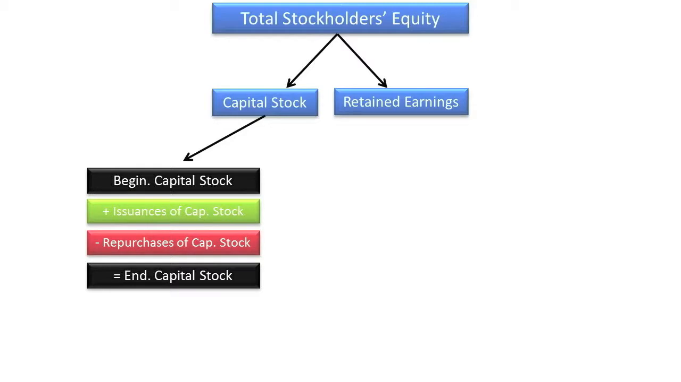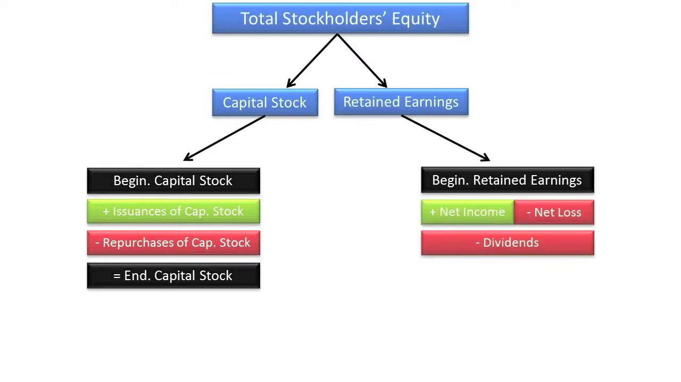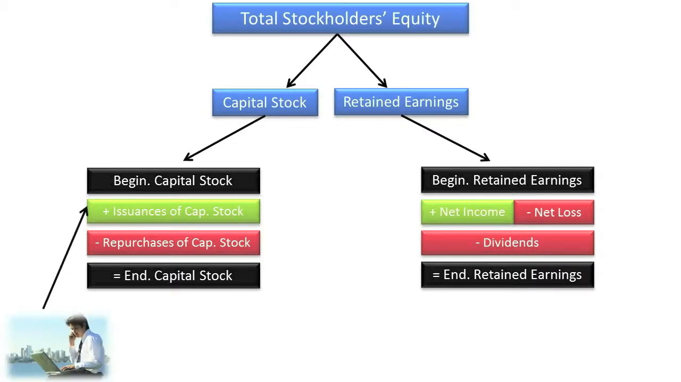For retained earnings, beginning retained earnings plus net income or minus net loss minus dividends equals ending retained earnings. Increases in capital stock result from investors contributing resources to the business in exchange for ownership shares. Capital stock decreases when capital stock is repurchased from investors by the business.